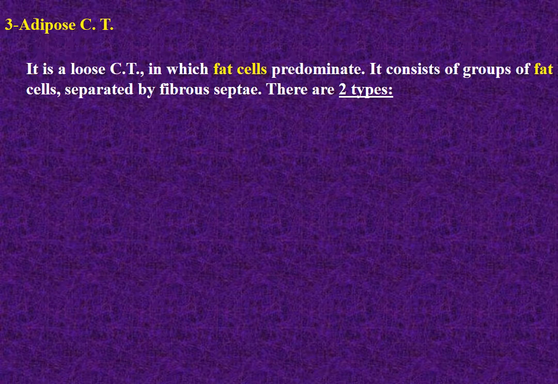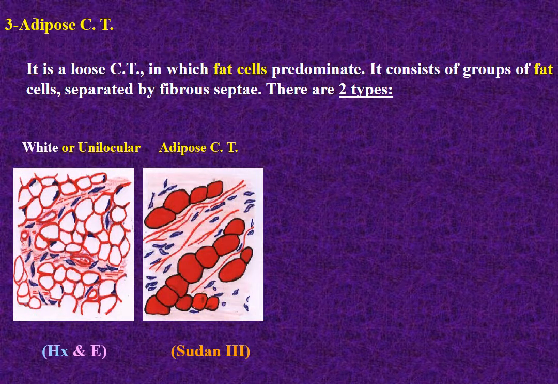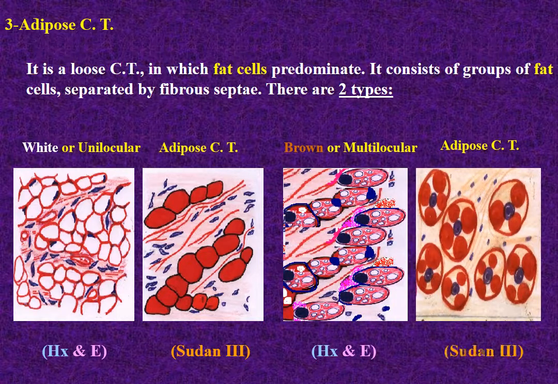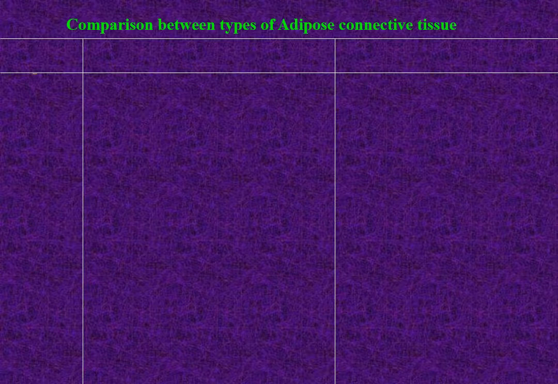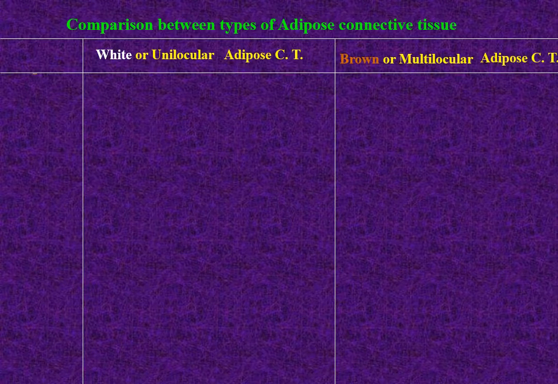Adipose connective tissue is a loose connective tissue in which fat cells predominate. It consists of groups of fat cells separated by fibrous septae. There are two types of adipose connective tissue: white or unilocular type and brown or multilocular type. Comparison between the two types of adipose connective tissue: white or unilocular adipose connective tissue and brown or multilocular adipose connective tissue.